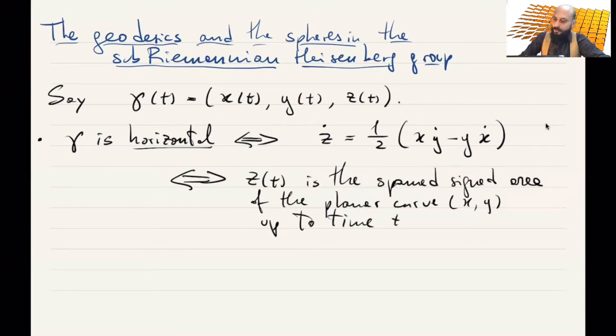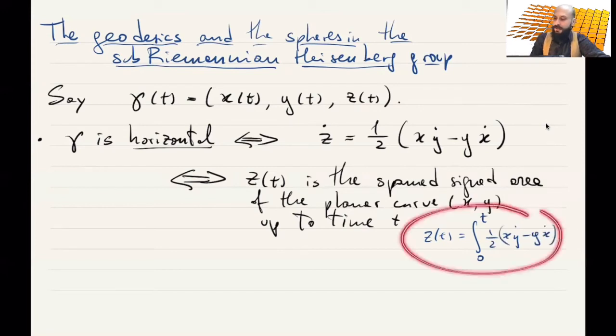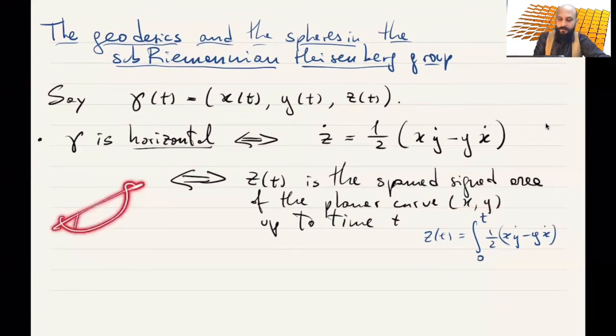So, recall we had z_t, the integral from 0 to t of 1/2 (x y dot minus y x dot). And we're interpreting this as the signed area of the curve. Okay, good. Now, what about the length of the curve?